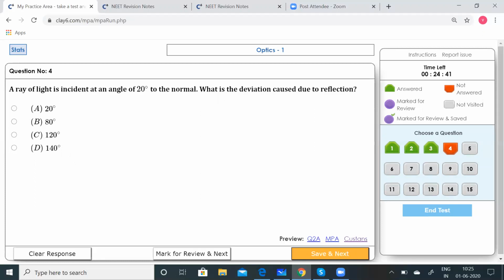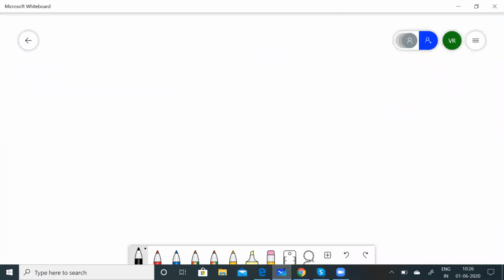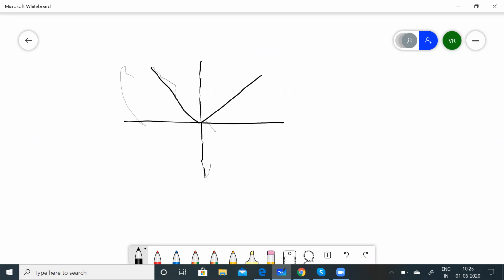A ray of light is incident at an angle of 20 degrees to the normal. What is the deviation caused due to reflection? All right, let us quickly solve that. Let us draw the diagram for this first. Let this be normal. So the light is incident like this, and this is now going to be the reflected ray. If this is 20 degrees, this is also going to be 20 degrees.